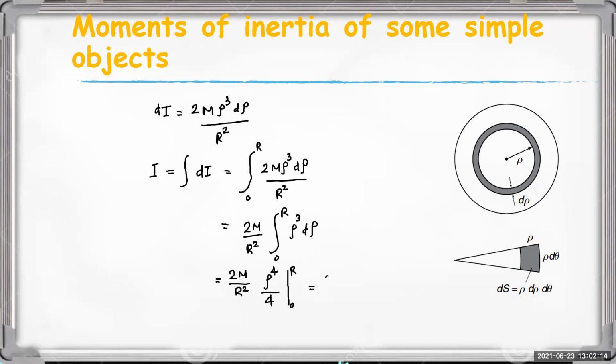So that is equal to 2m divided by R square into R raised to 4 divided by 4. Then the result must be equal to 1 by 2 m R square. So the moment of inertia of the disk is equal to 1 by 2 m R square.